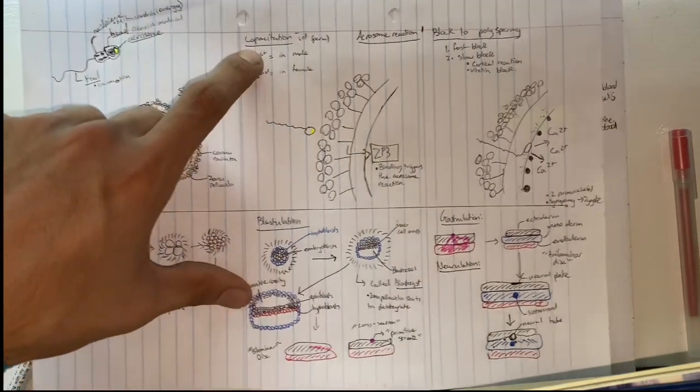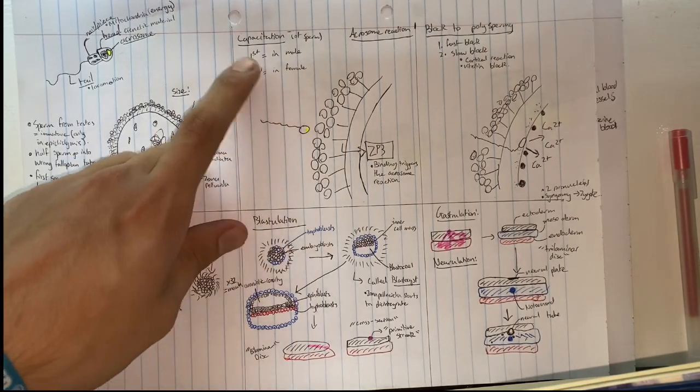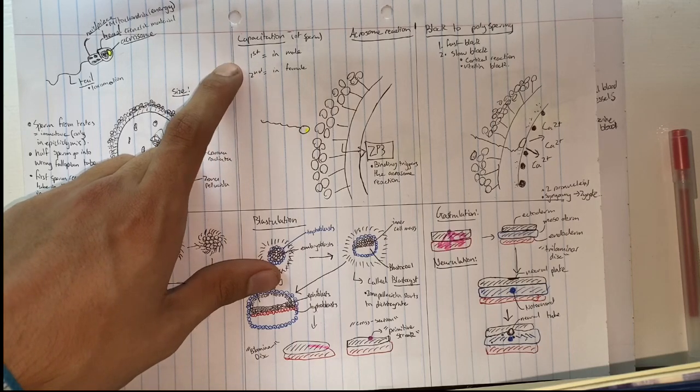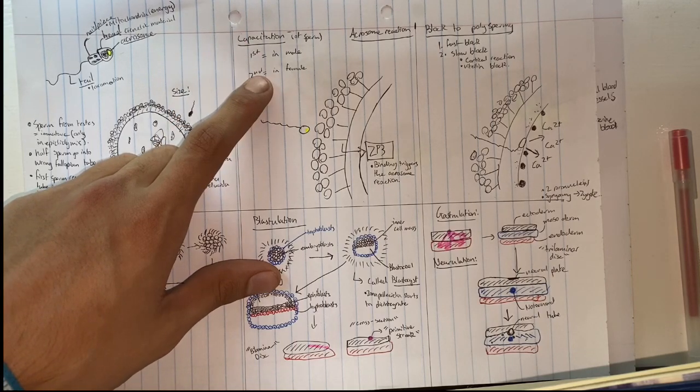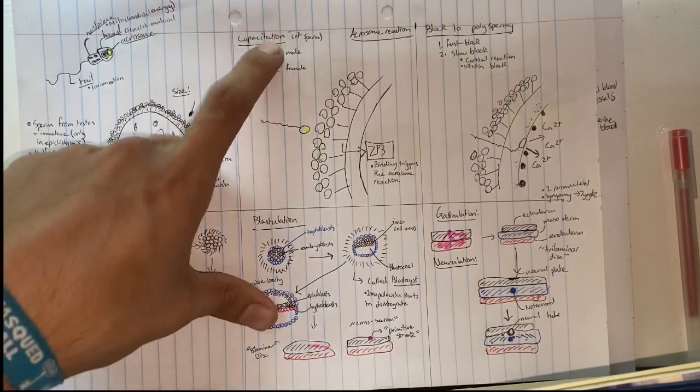So let's talk about capacitation. Capacitation is the maturation of sperm. There's two types. The first one happens in the male reproductive tract. Here in the male reproductive tract, there's an increase in the motility of sperm, an increase in the fertilizing ability of sperm, and losing the cytoplasmic droplets. Okay, so we've talked about this before.